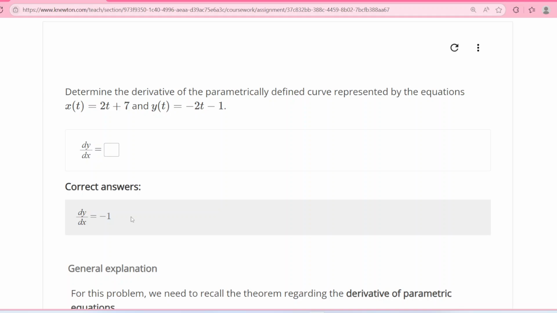Now, if you are working on a problem like this in Knewton Alta, after you submit an answer, whether you're right or wrong, you'll always be given some sort of explanation for the answer. I would highly recommend reading through those just to make sure you fully understand why something was right or why you got something wrong, and hopefully better grasp the material for next time.